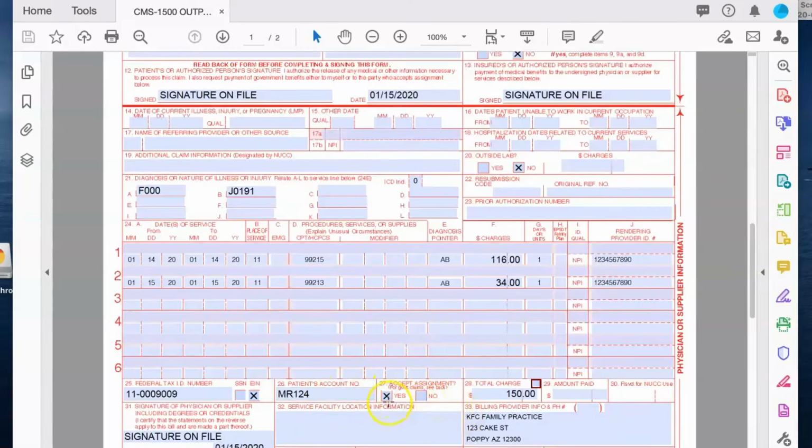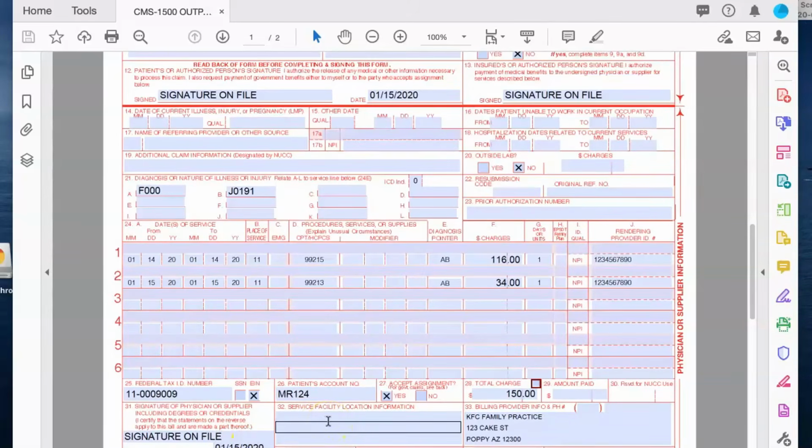Box 27, Accept Assignments. We selected yes for this example, but you'd choose what applies as we covered in a previous lesson. Box 28, The total charge for both visits is $150, so that's what we've entered. Box 29, there is no other insurance company that paid money on this claim, so we've left it blank. If there were another insurance payer, we'd enter the amount they paid here. Box 30 is reserved for NUCC, so we've left it blank. Box 31 asks for the physician's signature, which again is on file along with the date.